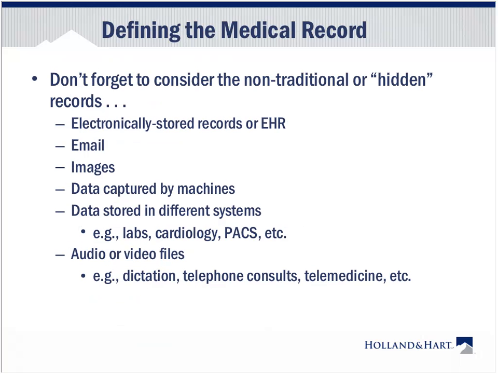When you are trying to determine what is in a medical record, don't forget to consider the things that might not come to mind initially. For example, electronic health records. I think that's really important nowadays because we have paper records and we have electronic health records, and you need to make sure that you cover all of the bases. Emails that might be exchanged between the doctor and the patient, images, x-rays, data captured by machines, data stored in different systems, labs, cardiology, for example, audio or video files. Those are things that you just need to think about, that they are a part of the medical records as well.